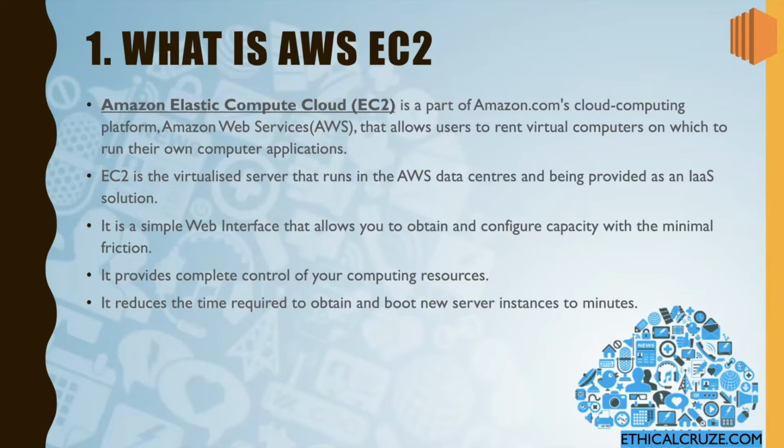Okay, so it provides you complete control of your computing resources. You turn it on whenever you want to use it, and then you can stop or terminate it when it is not of any use to you. It also reduces the time required to obtain and boot new server instances to minutes, because whenever you need it, you just demand it. Or if you're already using EC2, then you can also adopt some auto scaling mechanism to scale up your servers if the existing one is running out of usage and memory. Okay, so that is a short overview of what AWS EC2 is all about.